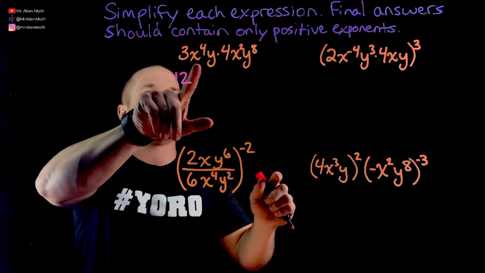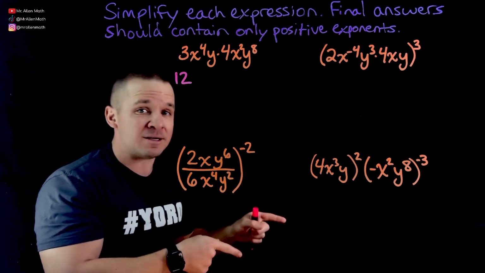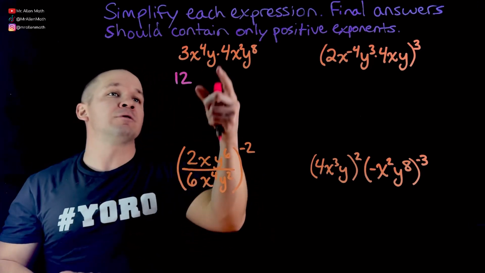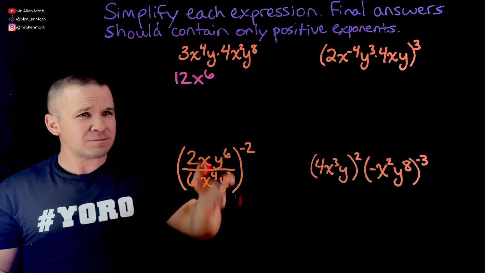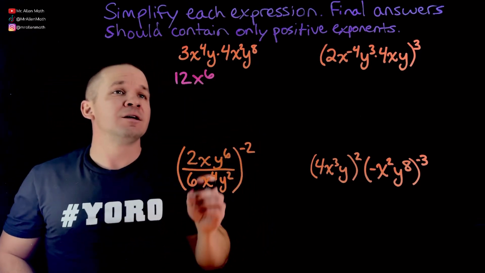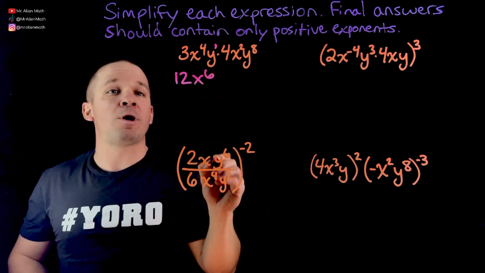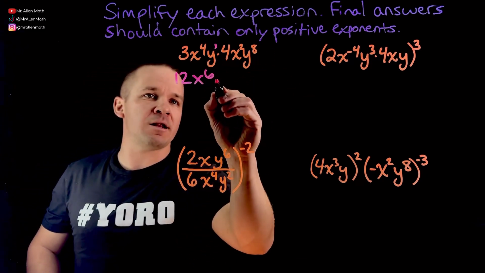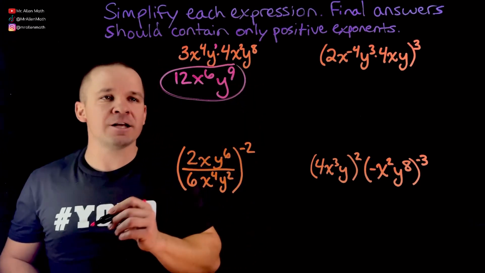So x to the 4th times x to the 2nd, since we're multiplying with like bases, we're going to add our exponents. 4 plus 2 is 6. I get x raised to the 6th power. Then we have y times y to the 8th. Secret exponent, right? It's y to the 1st. So 1 plus 8 is y to the 9th. Final answer for that one.